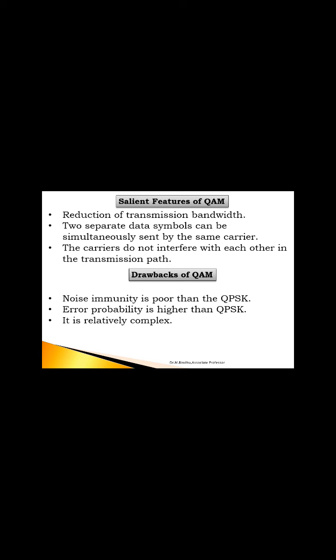What are the drawbacks of QAM compared with QPSK? Noise is much higher in QAM, and the probability of error is definitely higher than in the QPSK system. So because of the lower noise immunity and greater probability of error, we try to minimize the usage of QAM, unless certain applications require it, in the modulation of a communication system.